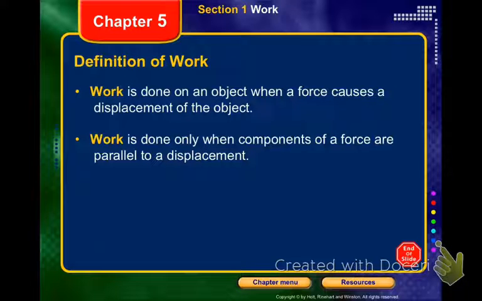It says work is done on an object when a force causes displacement of the object. What does that first bullet even mean? If it moves. So your object actually has to move. And work is done only when components of a force are parallel to a displacement. When the components of a force are parallel to a displacement.